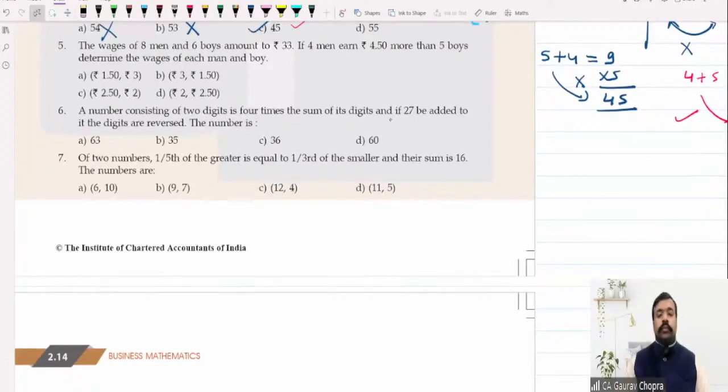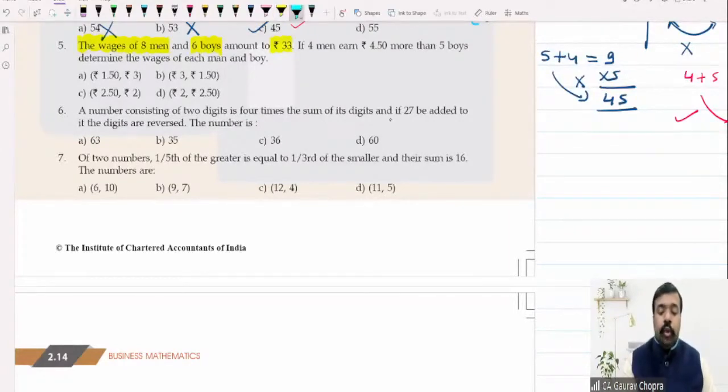Now the fifth one. The wages of 8 men and 6 boys amount to rupees 33. This is the first condition. There are 8 men and 6 boys, and their total wages is 33. This is the first condition.